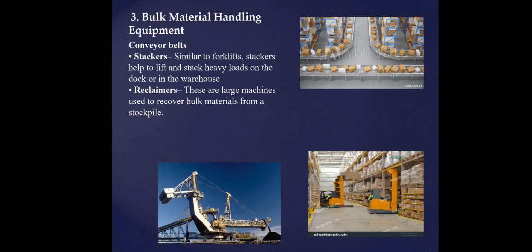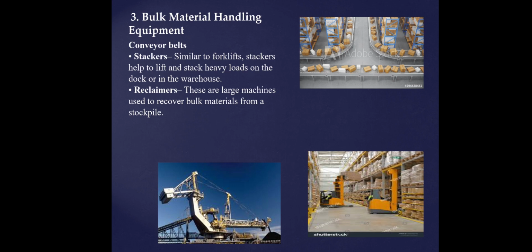Third one, bulk material handling equipments. First one, conveyor belts. In a warehouse or a manufacturing unit, they have to move the goods from this corner to the other corner. It would be difficult for manpower to move 100 times from this side to that side. So usually they build fixed conveyor belts where they keep moving the goods on the belt. Stackers. Similar to the forklift, stackers help to lift up heavy loads, rack them and remove them.